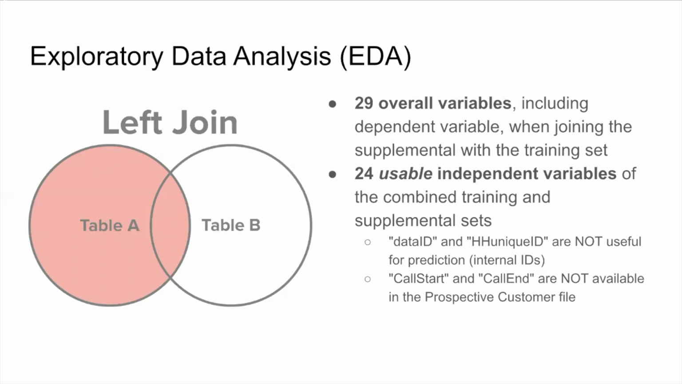We also wanted to remove the data ID and HH unique ID that we used to identify the information across all data sets. They're not useful for prediction purposes, though they are useful for identification purposes. They really have no bearing on the Y accepted, and so those were removed, as well as the call start and call end that was provided in the historical data file, because we didn't have any calls to the prospective customers yet. Those variables are not usable within that context.